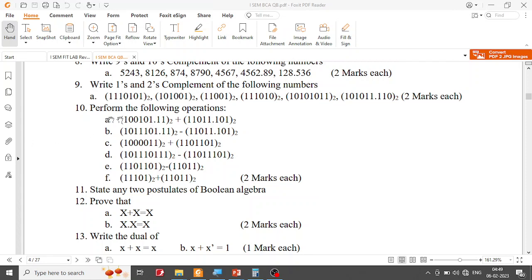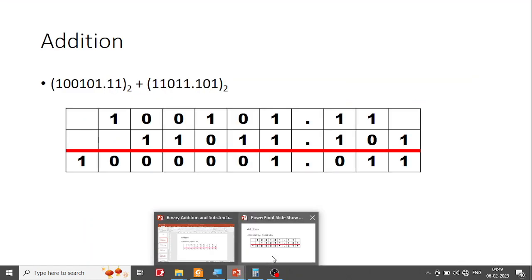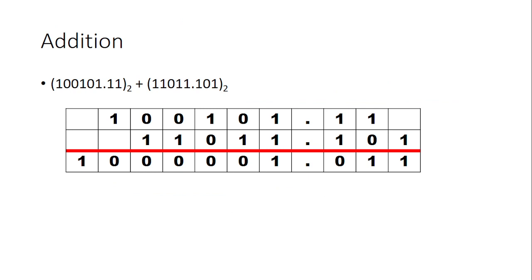In the first one, you are given two binary numbers, and you are supposed to add these two numbers. So let me go and take the first question. In the first question, you are given a number 100101.11 plus 11011.101. Now addition is very simple, and the rules are very simple when it comes to the binary addition.